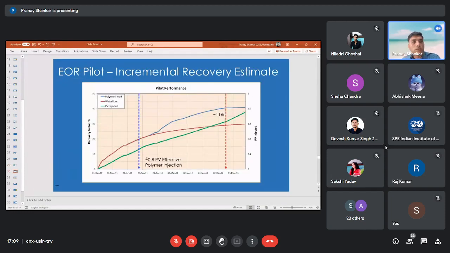Based on those data, when you do proper modeling, what we see is an incremental oil recovery of around 11% due to polymer flood over water flood.